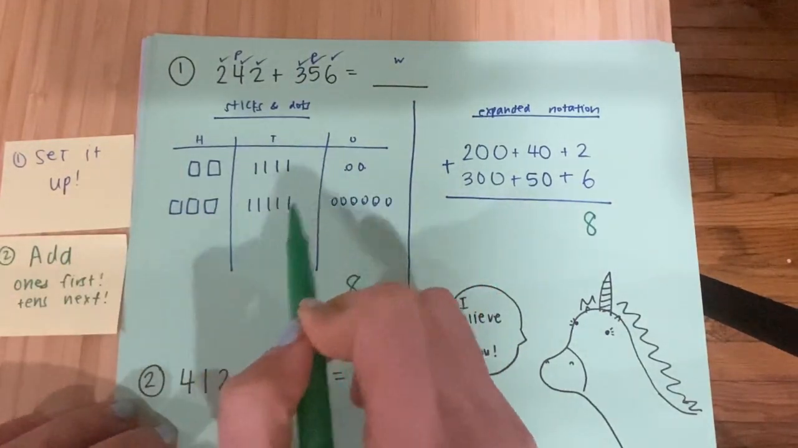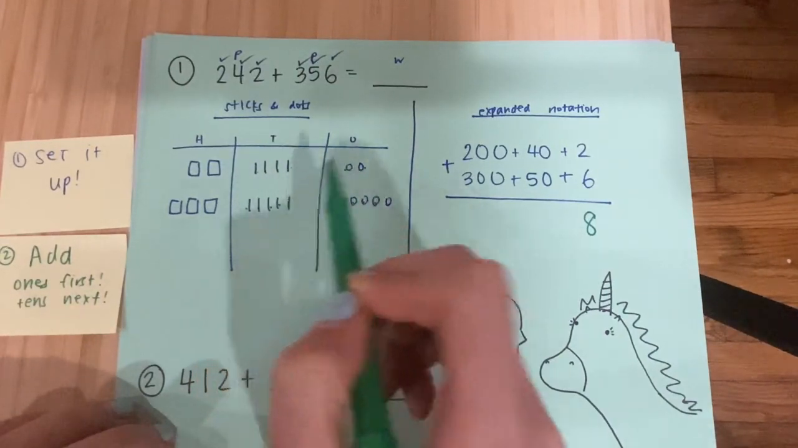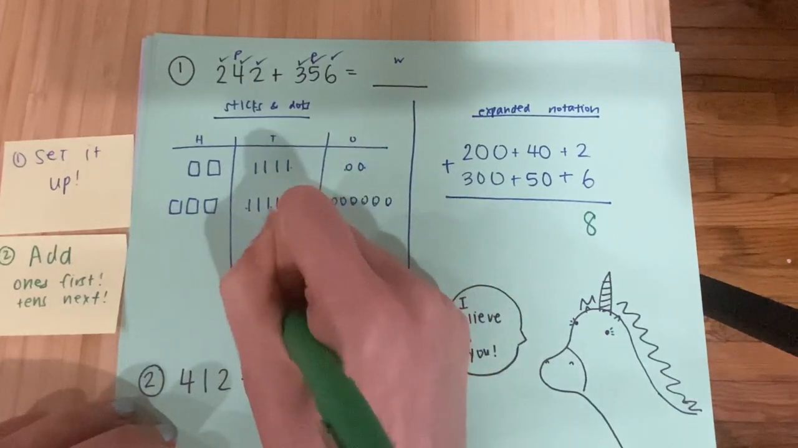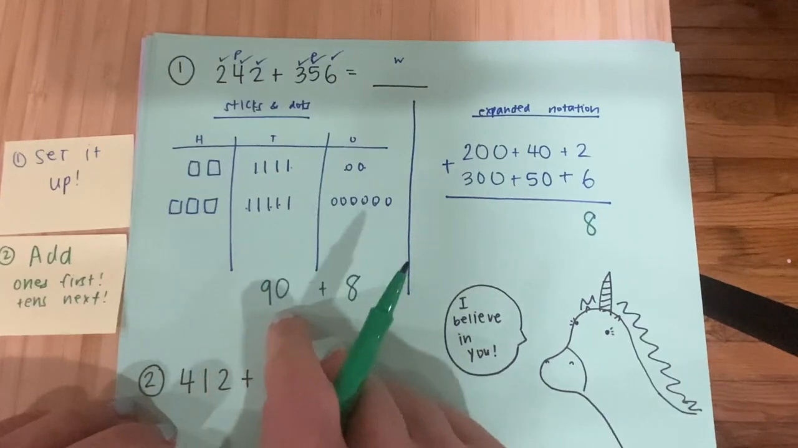Okay, let me count my tens over here. 1, 2, 3, 4, 5, 6, 7, 8, 9. Oop, but I'm not just going to write 9. I'm going to write 9D because the value of 9 tens is 9D.